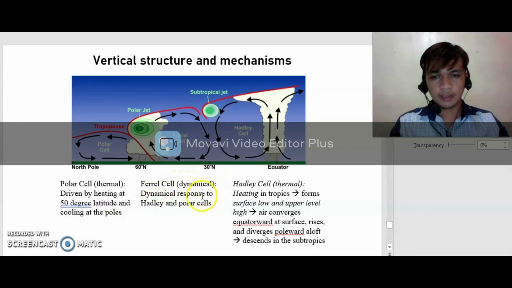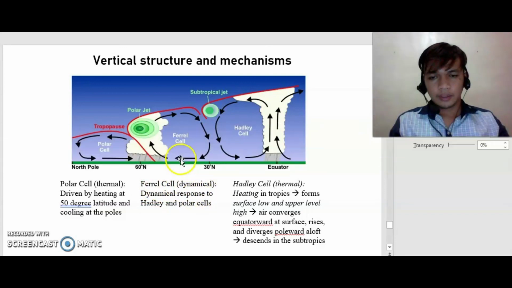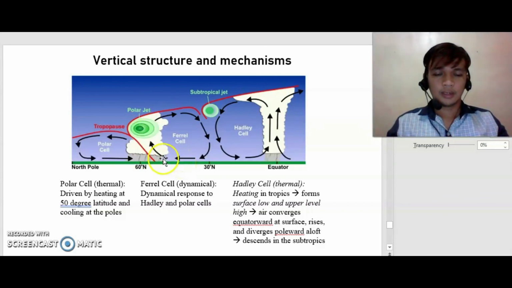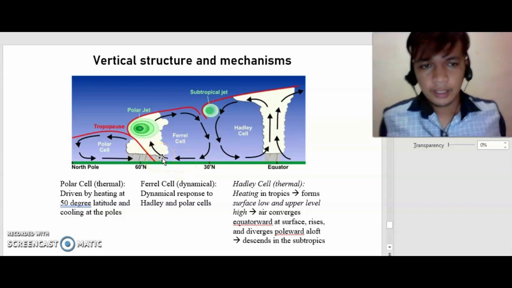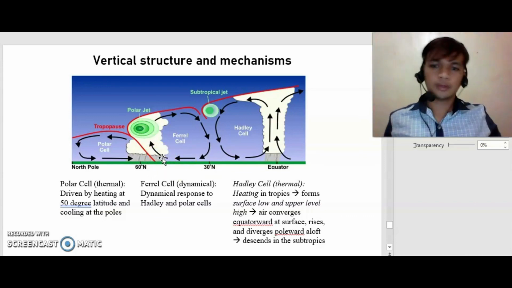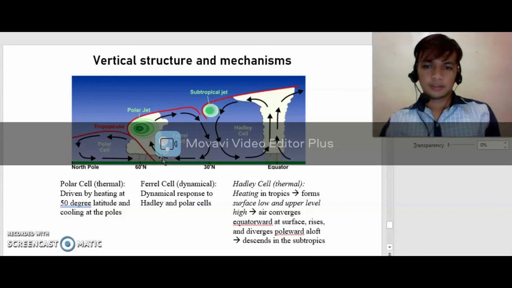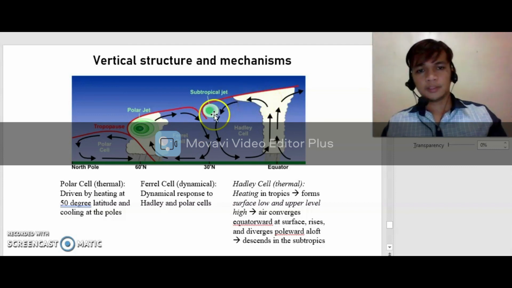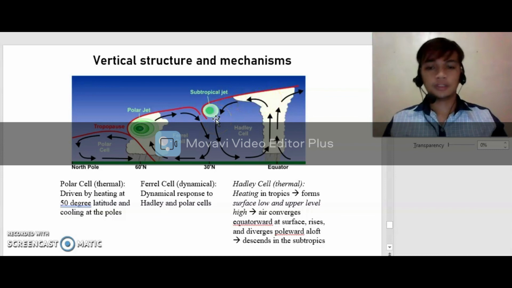Ferrel cell, this is dynamical. At this point in time, no, kanyang dynamical response to Hadley and polar cells. Okay, so yung Ferrel cell, ang kanyang wind direction towards the Hadley cell, pag ganun, clockwise. Okay, then at this point in time, dito between polar cell and Ferrel cell, they meet or another convergence nangyayari, no? Sa subtropical low, and then you can see there a polar jet, okay, that can create another cloud.